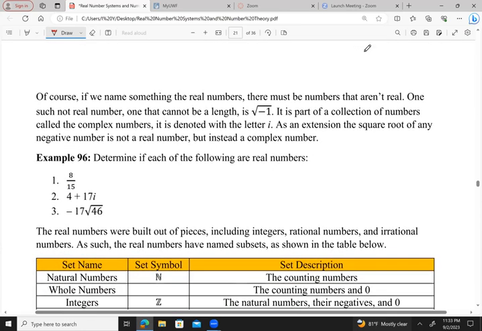So determine if each of the following are real numbers. 8 over 15 is a real number. How about 4 plus 17i? That is a complex number. And how about -17 times the square root of 46? That is a real number.